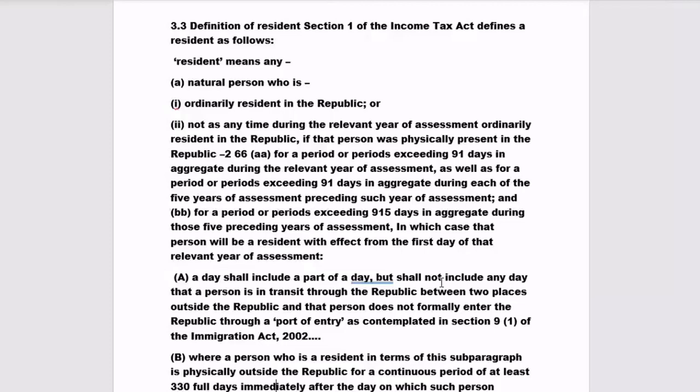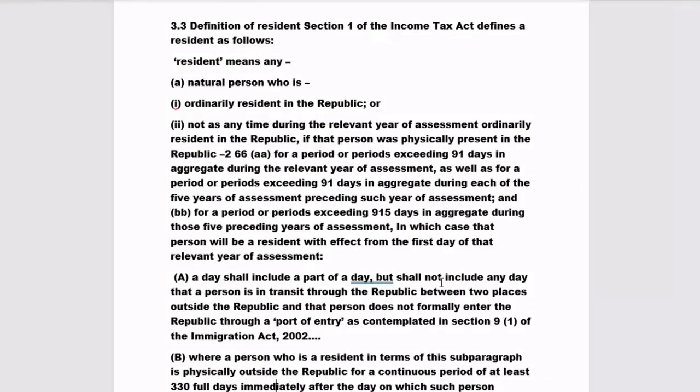Meaning that you have to be physically present in the Republic for a period of 91 days or more during the relevant year of assessment, as well as for a period exceeding 91 days in aggregate during each of the 5 years of assessment preceding such year of assessment. And B says that for a period exceeding 915 days in aggregate during the 5 year period preceding the year of assessment, in which case that person will be a resident with effect from the first day of the relevant year of assessment.